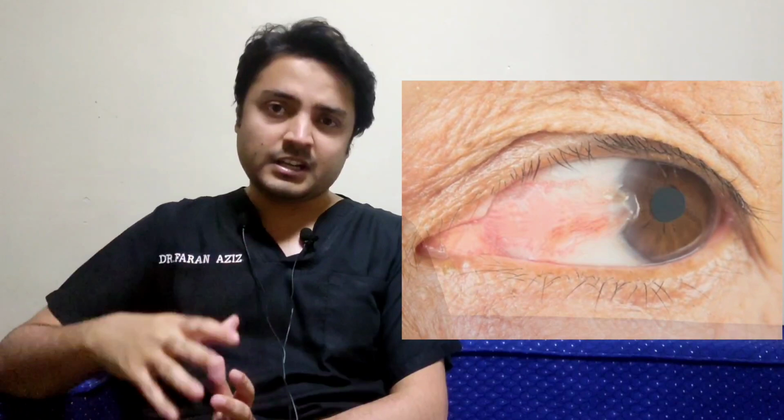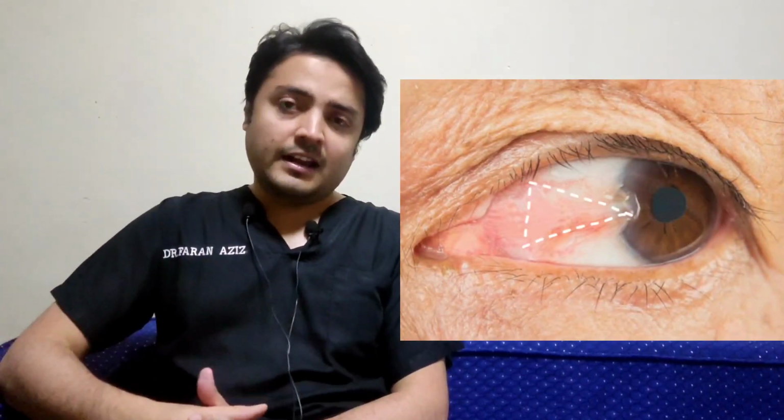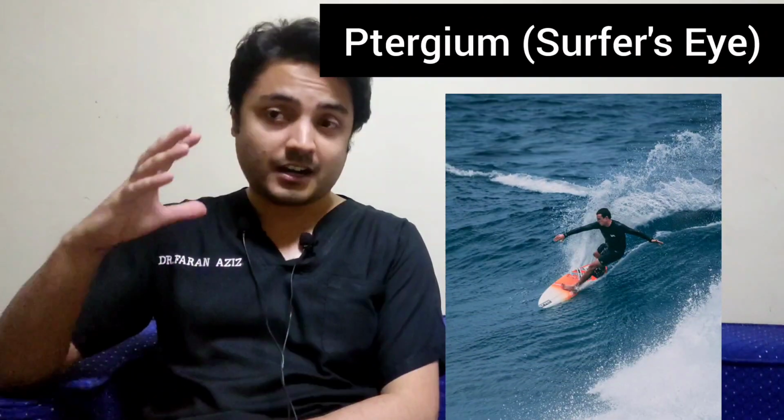The shape of the growth is usually triangular, as you can see. Another name for pterygium is surfer's eye, because in surfers the conditions are ideal for the growth of pterygium, that is dry, hot and windy weather. So another name for pterygium is surfer's eye.